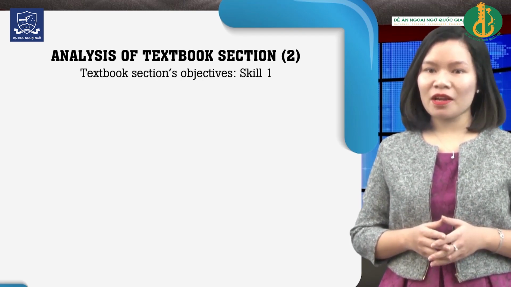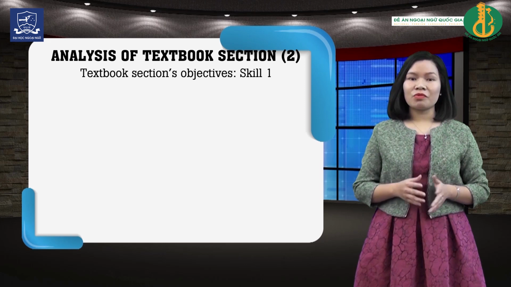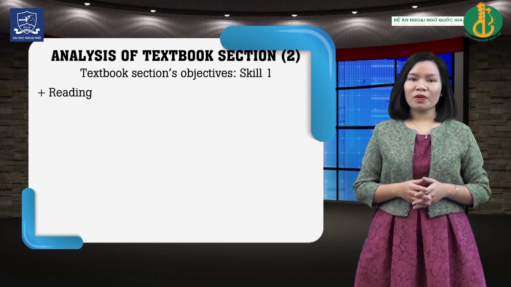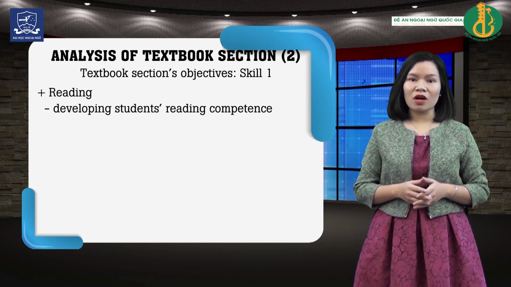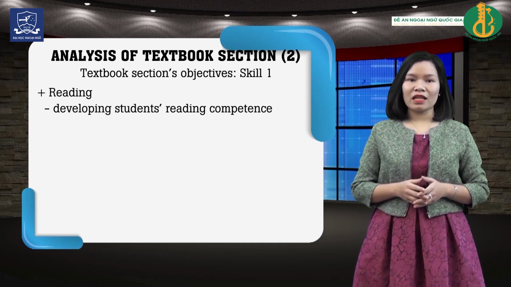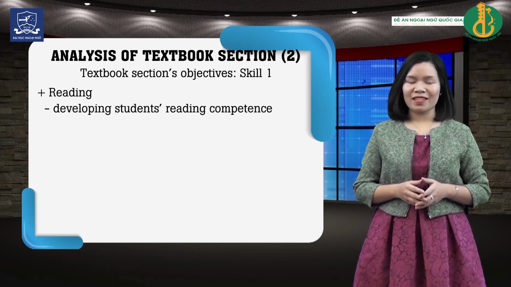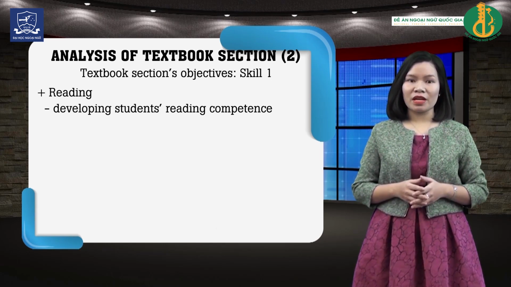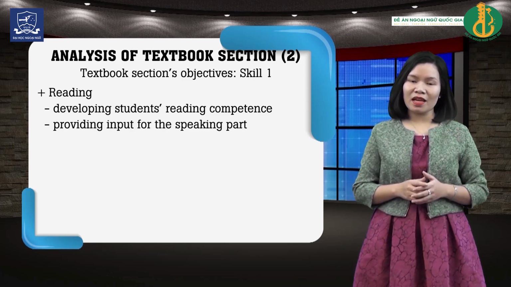As other Skill 1 sections in the new textbook, this section involves both reading, the receptive skill, and speaking, the productive skill. For reading, this part aims at developing students' reading competence. The reading text is often based on previously learned vocabulary to make the activity achievable. It is interesting and relevant to the students and links with the topic of the unit. Important new vocabulary is introduced in the text and practiced in the follow-up activity. The reading also provides input for the speaking that follows.